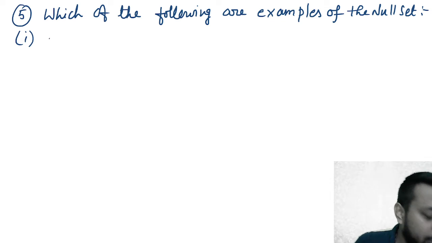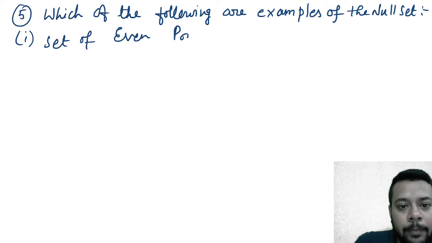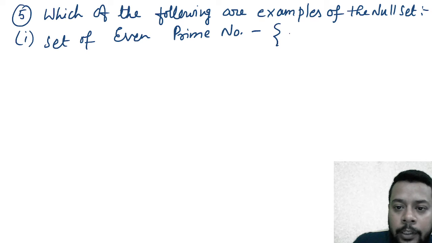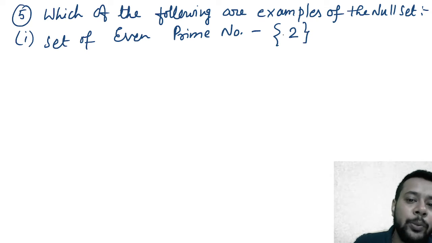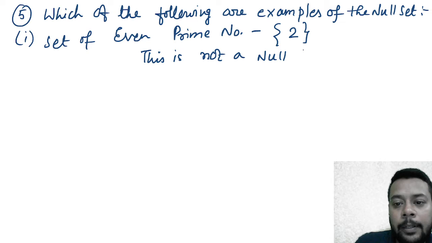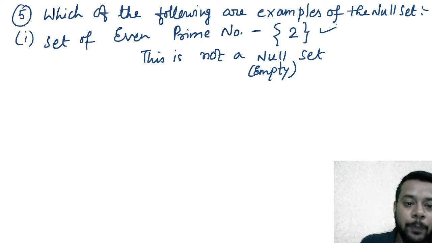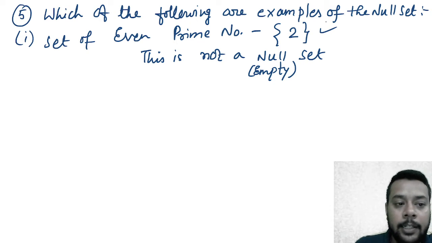So the very first one is set of even prime numbers. This is very easy. Everyone knows there is one even prime number, that is 2. So definitely this is not a null set. What do we mean by null set? Null set means empty set, which has no elements. But there we got one element, 2. So this is obviously not a null set.